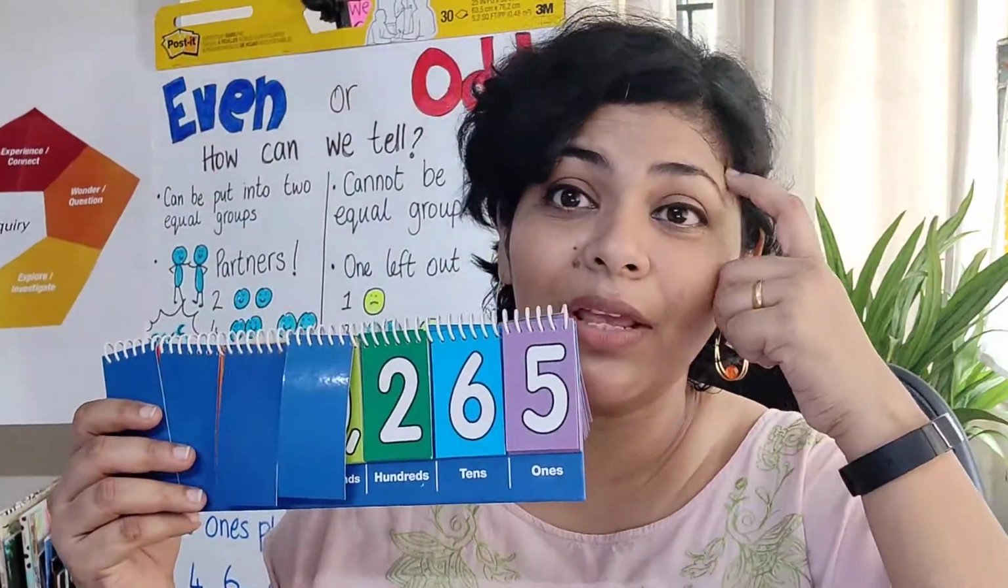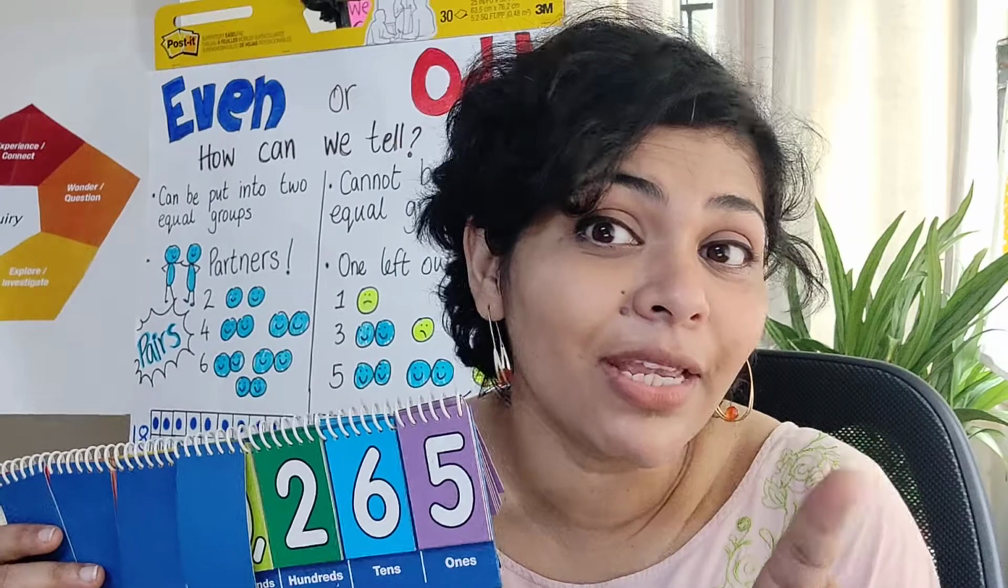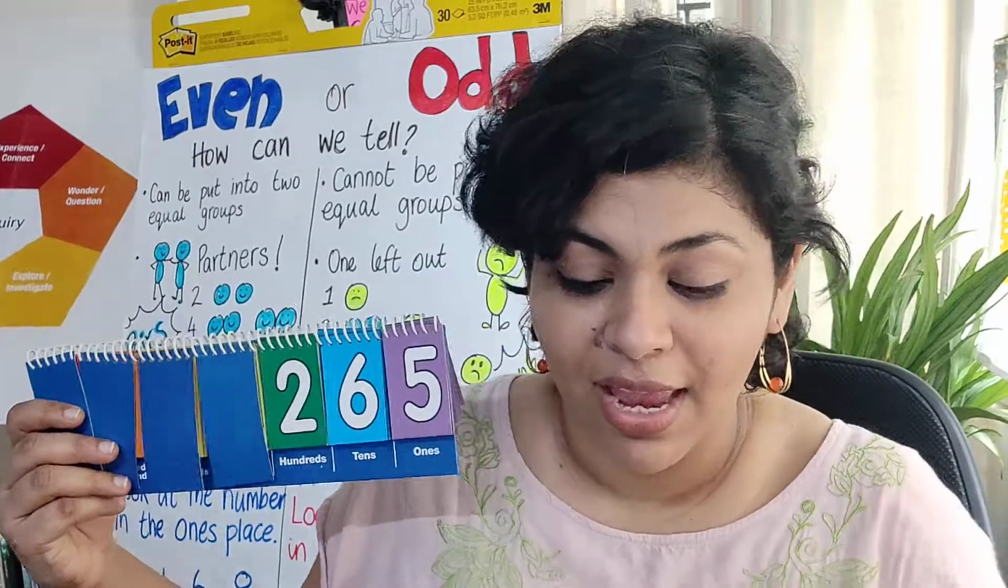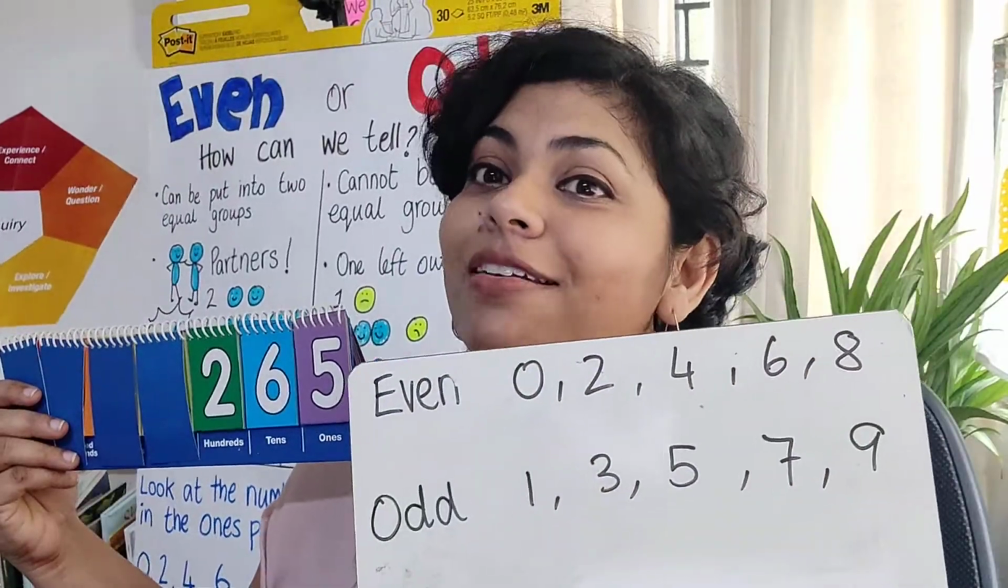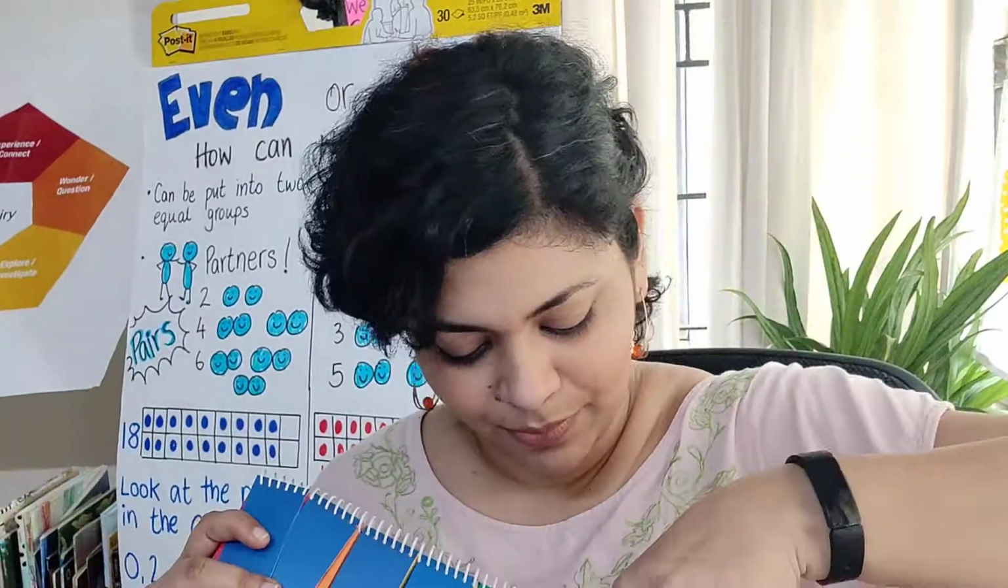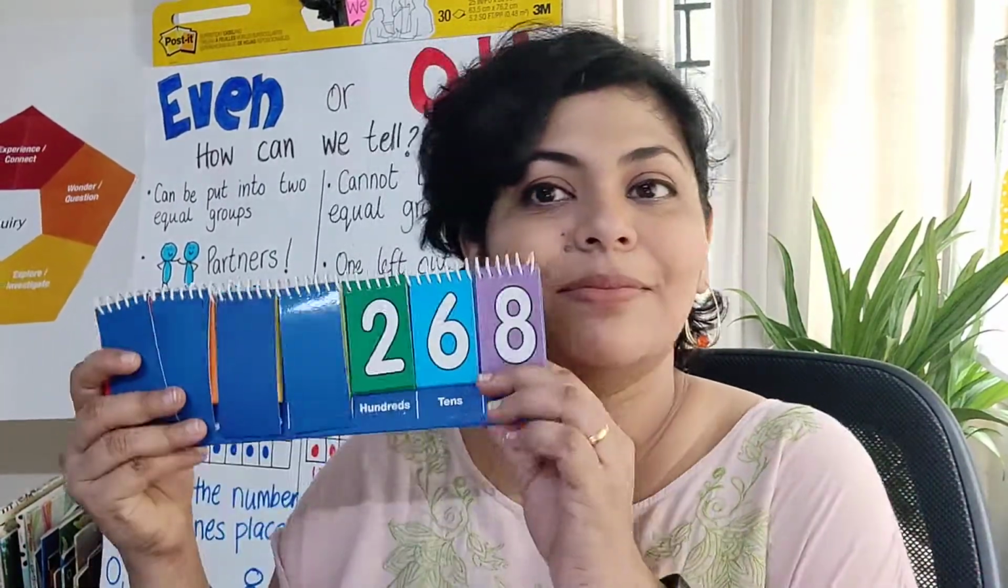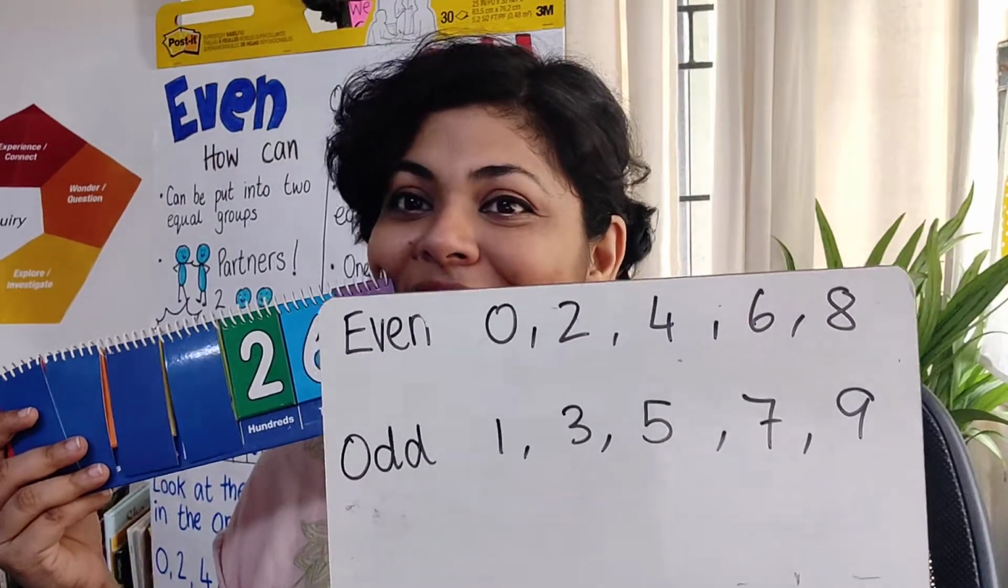What if all the other numbers are even numbers, but the number in the ones place is an odd number? Will it still be an even number? No, it's an odd number because we're only looking at the number in the ones place, and the number in the ones place is 5. And we know that 5 is an odd number. How about now? This is also an odd number because 7 is an odd number. What if it were like this? 268 is an even number because 8 is an even number.